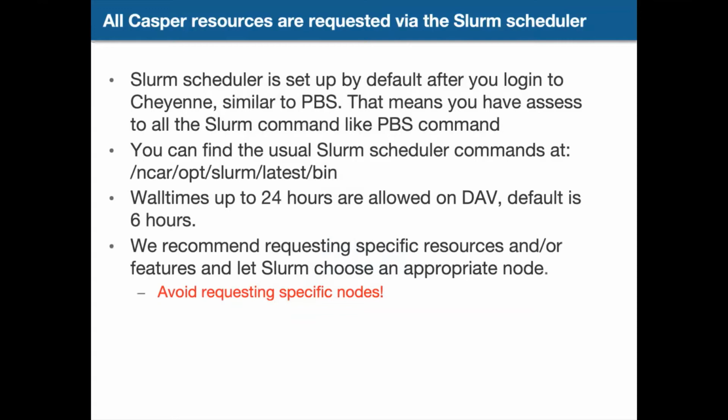You can find the useful Slurm scheduler commands at the following path: /ncar/opt/slurm/latest/bin. The wait time is up to 24 hours on DAV. The default wait time is 6 hours. We recommend that you request specific resources or features so Slurm can place you on the proper node. We want you to request a type of node instead of a specific name of the node.